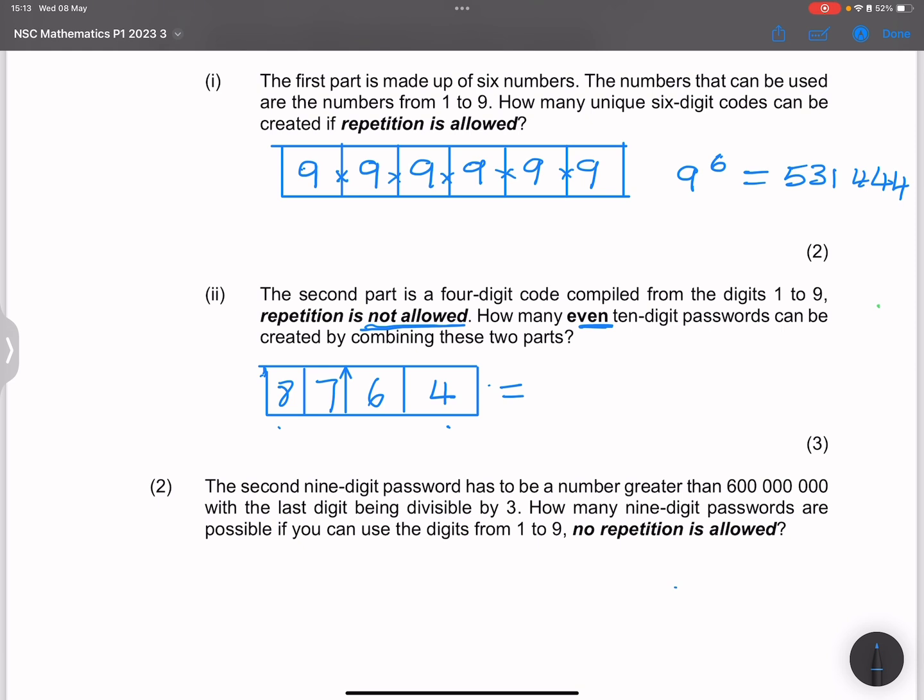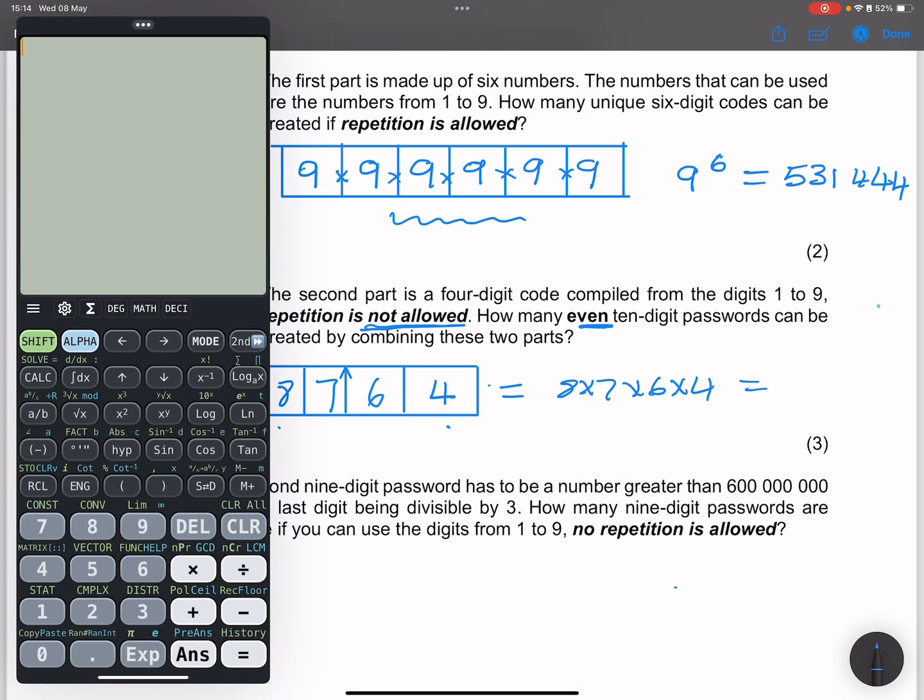But remember that I need to also use the ones that I have there to make a code that is made out of those two parts. So that's 8 multiplied by 7 times 6 times 4, and this is multiplied by 531,441.